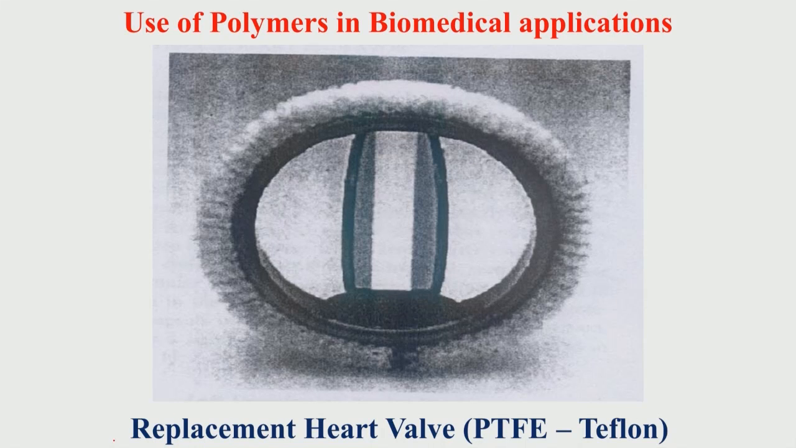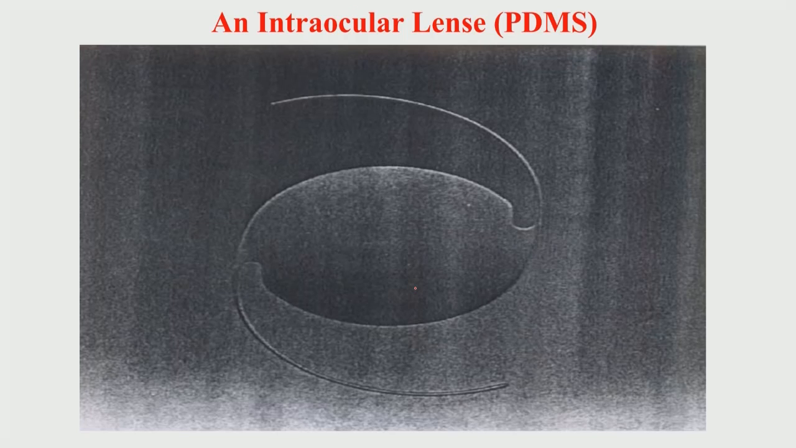Cardiovascular applications: this is the very popular example of the heart valve, made of polytetrafluoroethylene. So, it is used for blood contacting devices. Therefore, thrombogenesis is one of the properties that one has to check for. Intraocular lenses: polymethyl methacrylate is used in intraocular lenses.